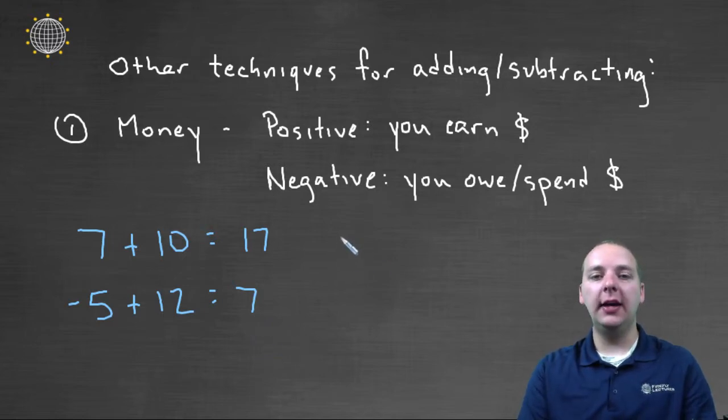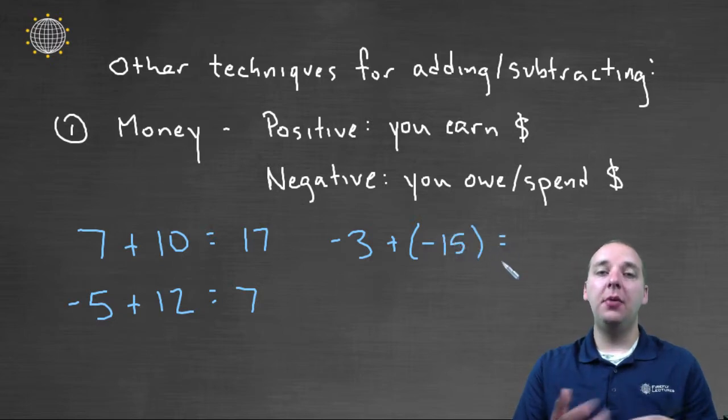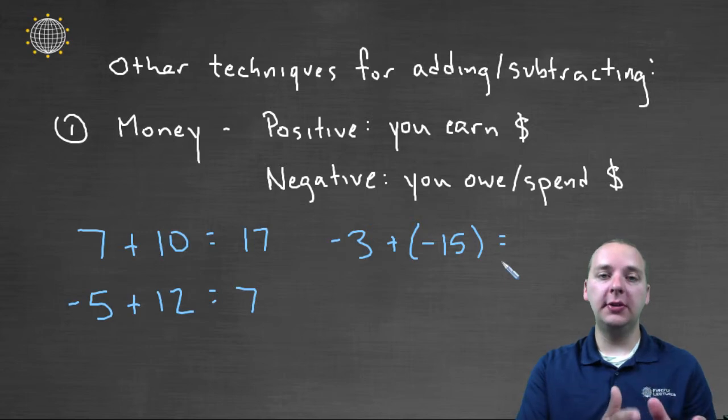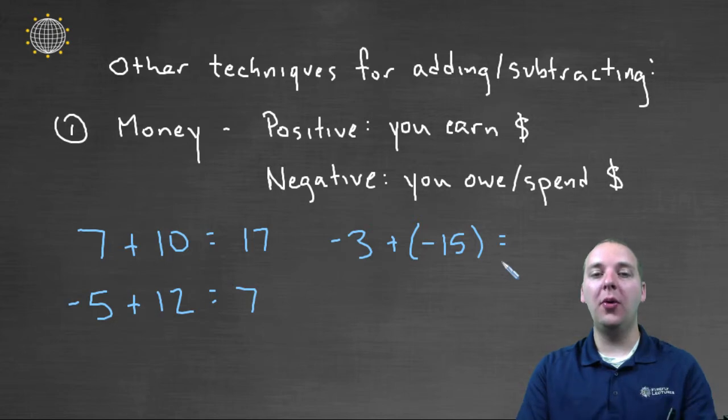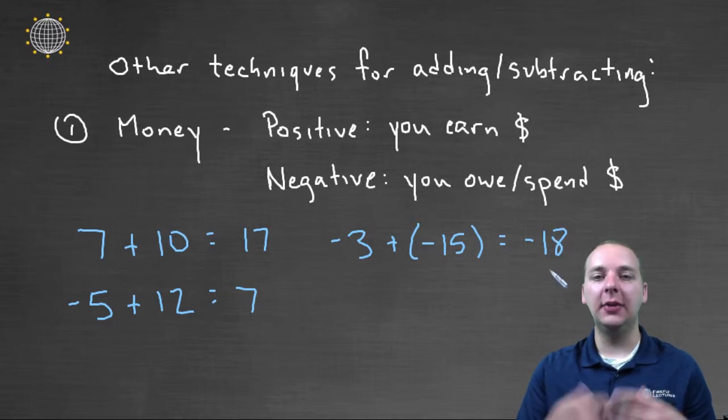It works if you have two negatives. If you have, let's say, -3 plus -15, then that would be equivalent to owing one person $3, owing another person $15. We don't really have any income, but you do have a net total of your debt. In total, you owe $18 to people. And so this would be -$18, negative indicating that we still owe it.